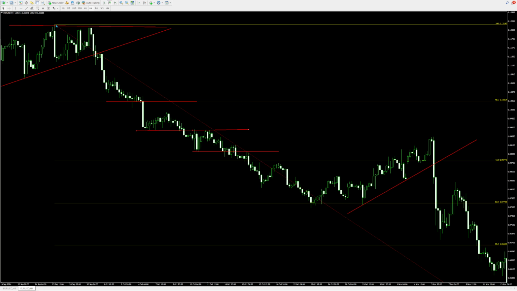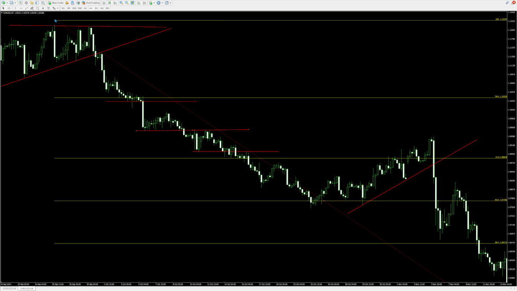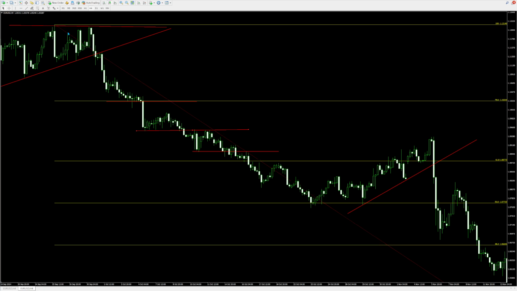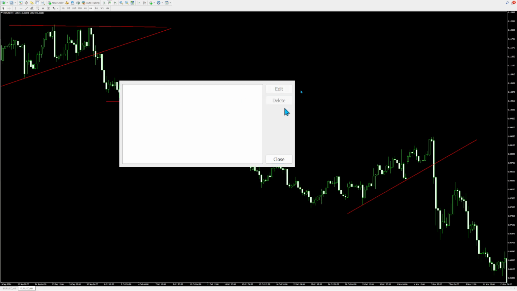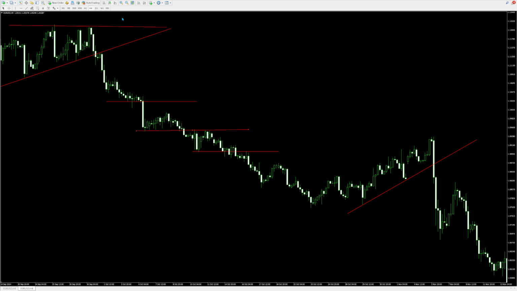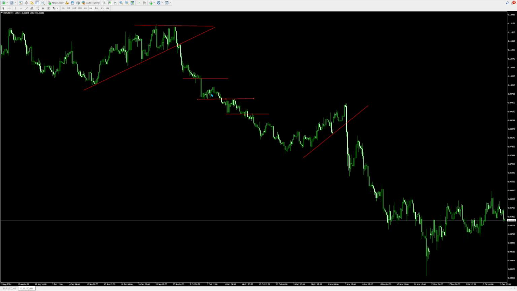In fact, if you want this indicator, just search for Auto Fibonacci MT4, MT5, TradingView, whatever platform you're using, you'll be able to find it and load it onto your charts. Let me just remove it from my chart. Now for me, it may just be me, but I much prefer to look at this.